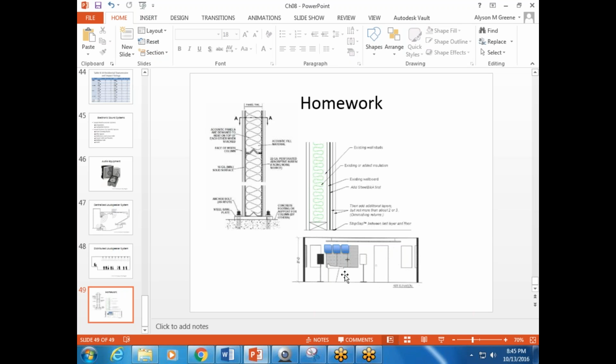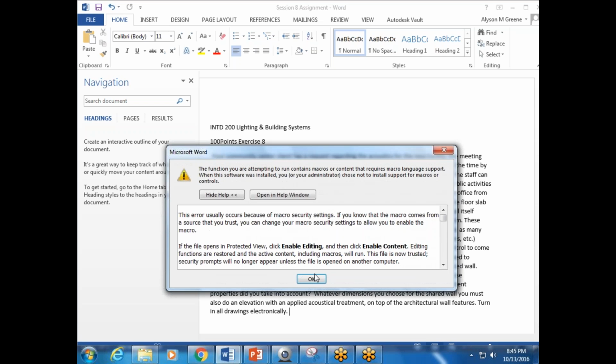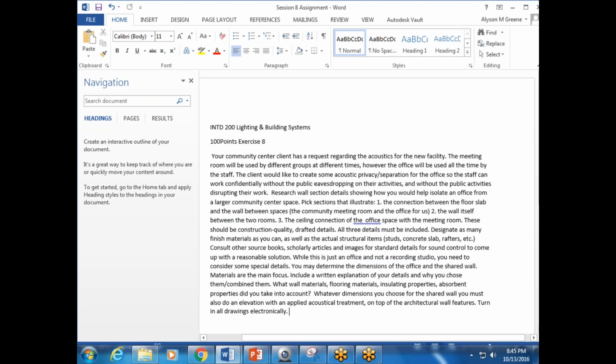I more so just want to see the research going into it, and then as usual supply me with some type of source sheet. So I'll just update this. Did I say that in here yet? Turn in drawings electronically, include image sources and research sources. There. How's that for clarifying?